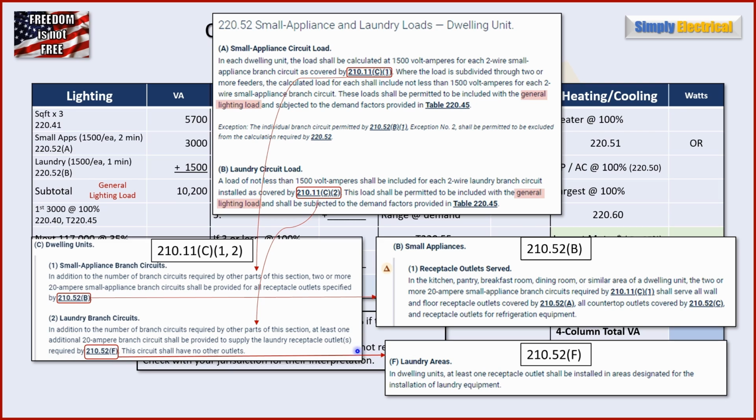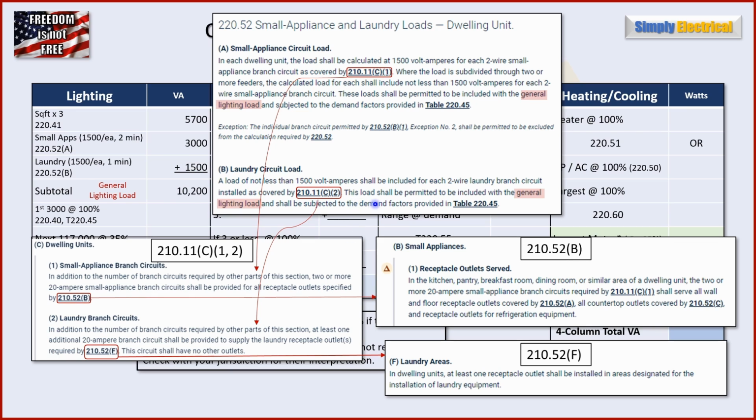Let's check this out. 210.52f. Laundry areas. In dwelling units, at least one receptacle outlet shall be installed in areas designated for the installation of laundry equipment. So if you have any area designated for laundry equipment in a dwelling, you have to add a laundry circuit. One 1500 VA laundry circuit minimum. And so that's what we have here. In our example, we're not told anything about laundry, so we have to assume that it needs one circuit minimum, 1500 VA. So now back up to finish off this.